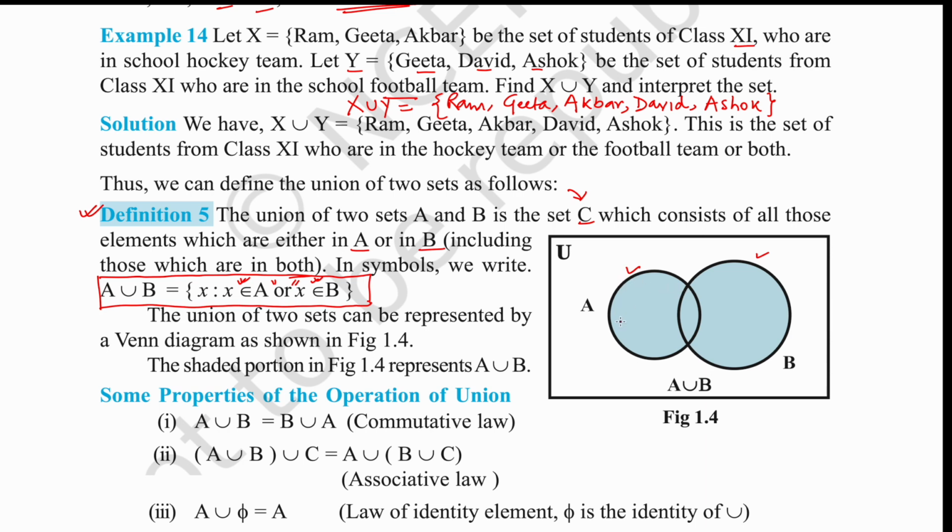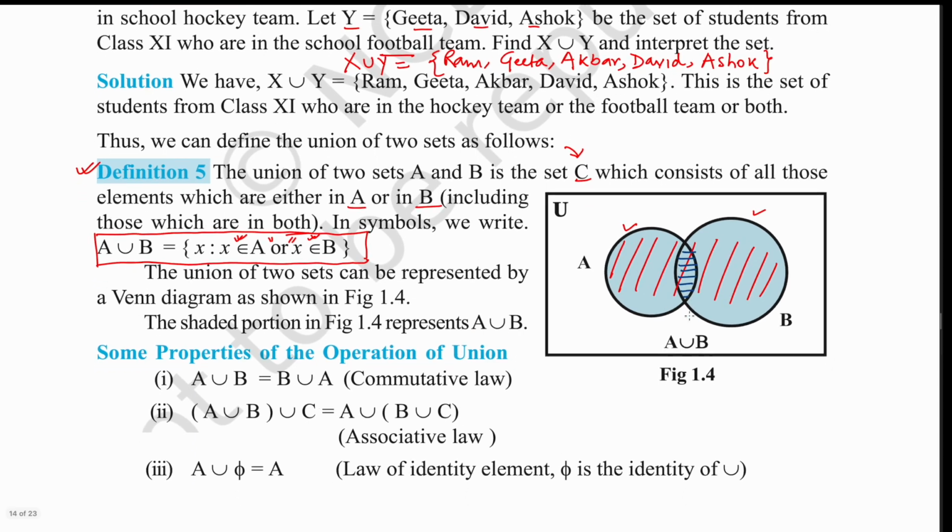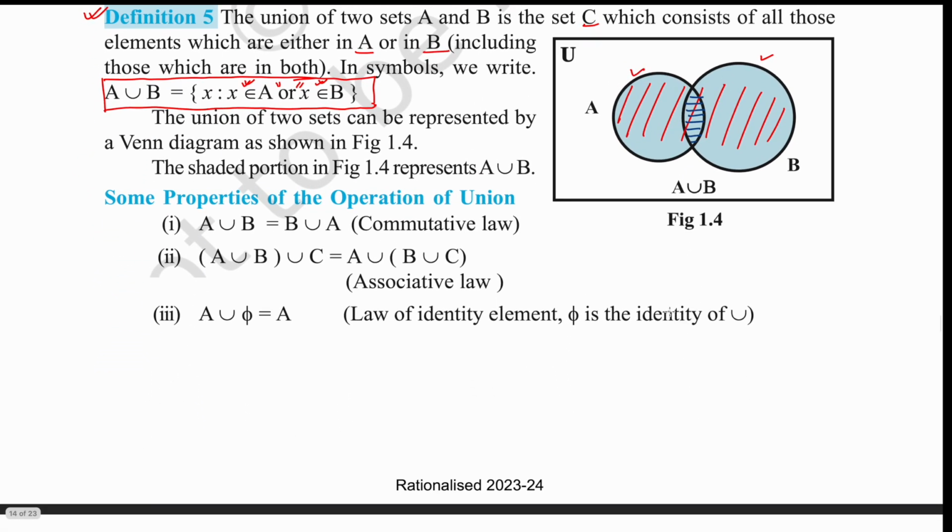So this shaded region is what the union represents, the entire shaded region. This section, if you see, holds an importance because this section represents the elements which are common to both A and B. Elements which are common to both A and B, this region. And in a short while, we will also see that this also can be represented by a specific operation on two sets, right?